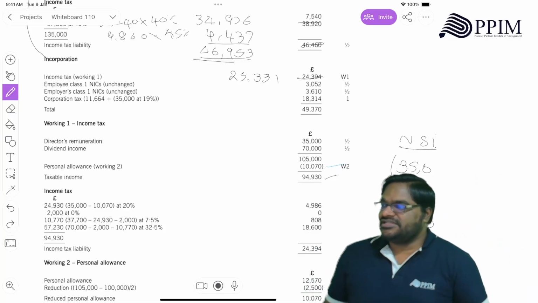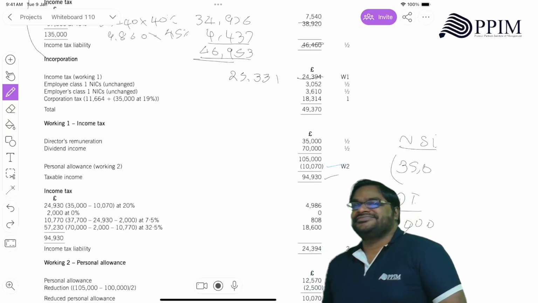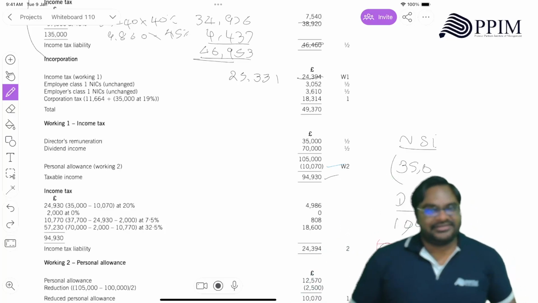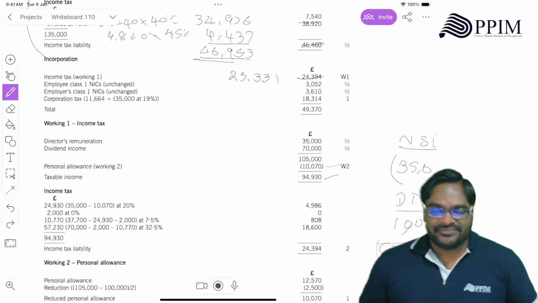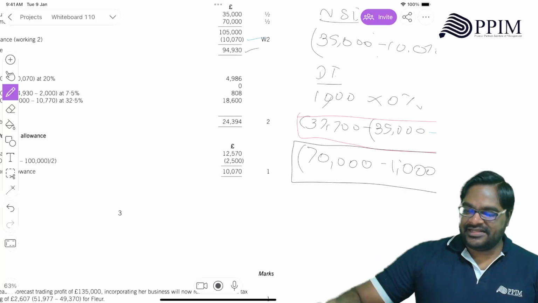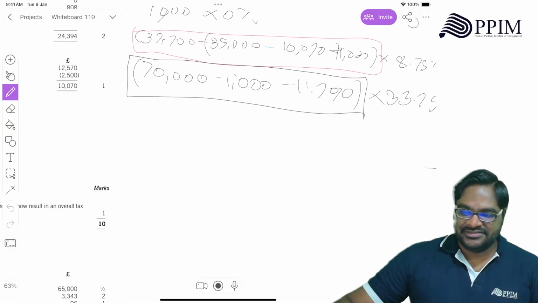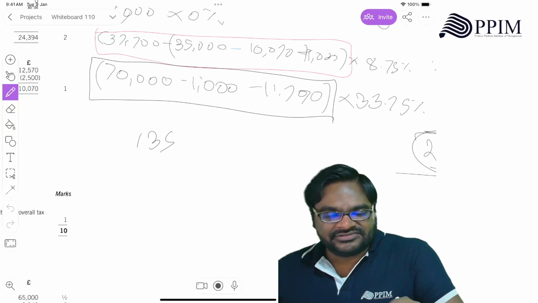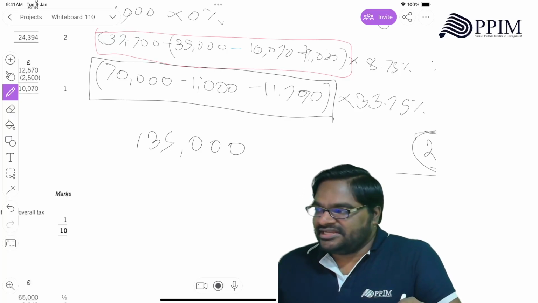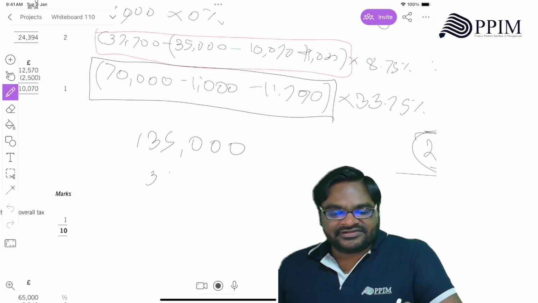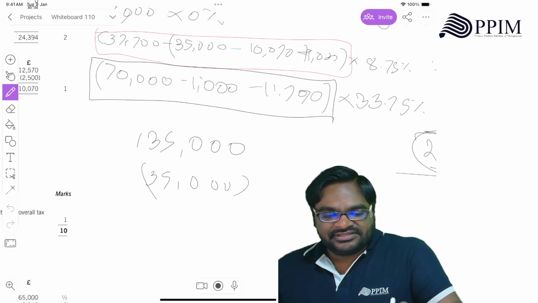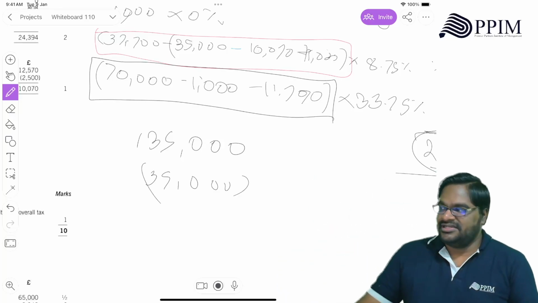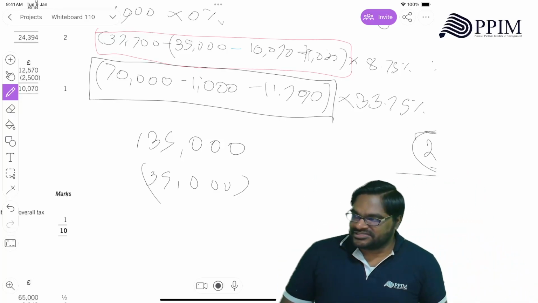So first of all, you need to figure out what the taxable income is, in the sense TTP. Because you have a profit of 135,000, but anyway you are paying a salary of 35,000, right? That needs to be deducted. Apart from that, the NIC one also you need to deduct.